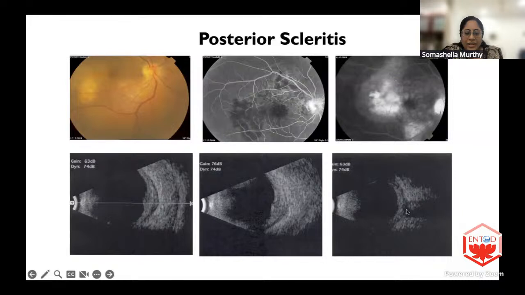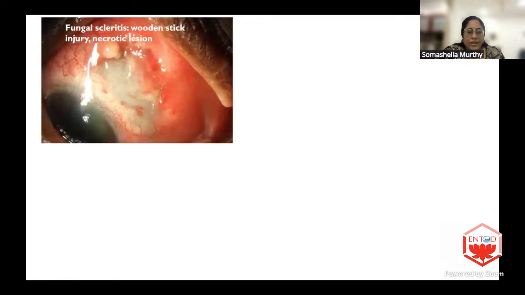T sign means that the optic nerve itself is one end of the T, and the arm of the T is the fluid that you see in the subscleral space. Because there's so much thickening of the sclera, you will be able to see fluid that has collected there, and that causes the T sign. So you may not have a complete T sign sometimes. You have to keep this high on your mind as to what it could be: posterior scleritis.